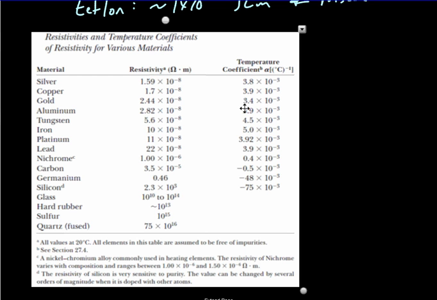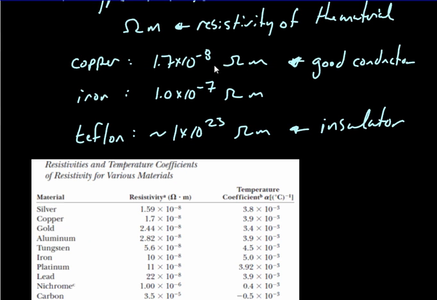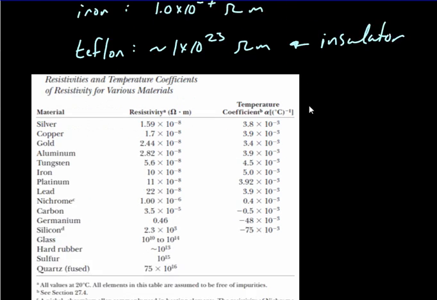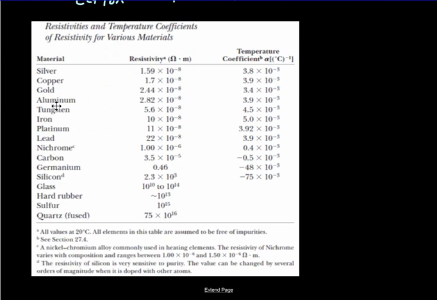Resistance changes with temperature too. That's something to keep in mind. So these resistivity tables are good for a certain temperature range. The ones I showed you were for 20 degrees, which is room temperature. So you can have a look and see where your favorite metal sits.